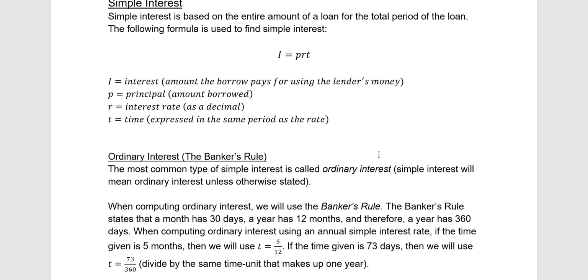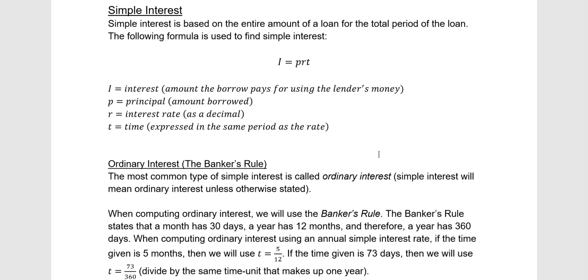So starting with simple interest here. Simple interest is based on the entire amount of a loan for the whole period of the loan. The formula that we're going to use for it is right here. It is I equals P times R times T. So in math, when expressions are written next to each other, that means multiplication. So this is P times R times T. I is the interest. It's the amount the borrower pays for using the lender's money. That should say borrower right here.